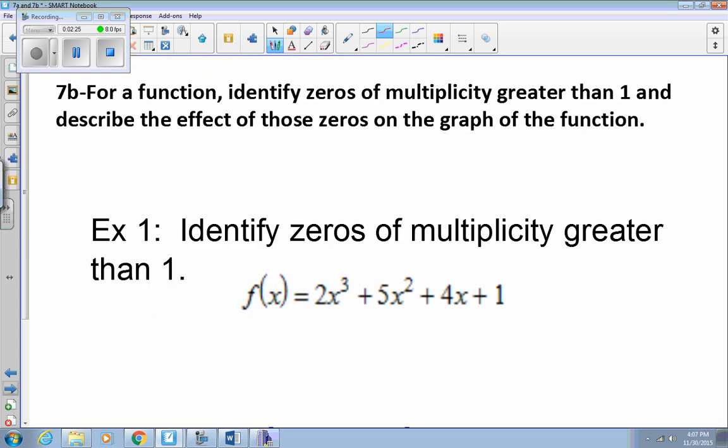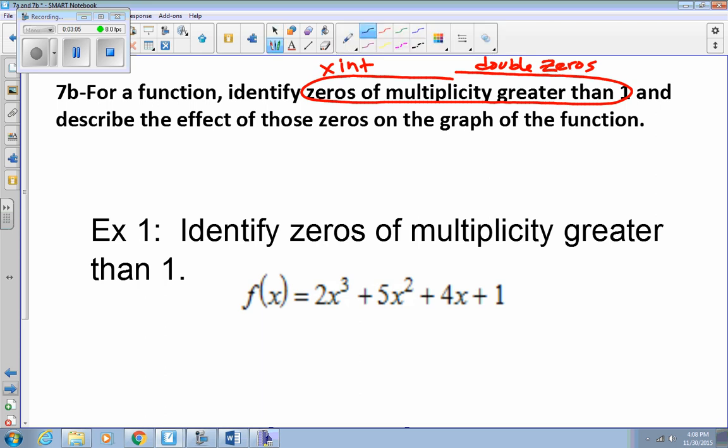We're on 7B. 7B, we're talking about identifying zeros of multiplicity greater than 1. Zeros are x-intercepts. And multiplicity greater than 1 means some x-intercepts have more than 1 solution at that x-intercept. That's what we're talking about, multiplicity greater than 1. We call these double zeros. They count twice. Multiplicity 2, 3, 4. Most of the time we just deal with it in this class as multiplicity 2.